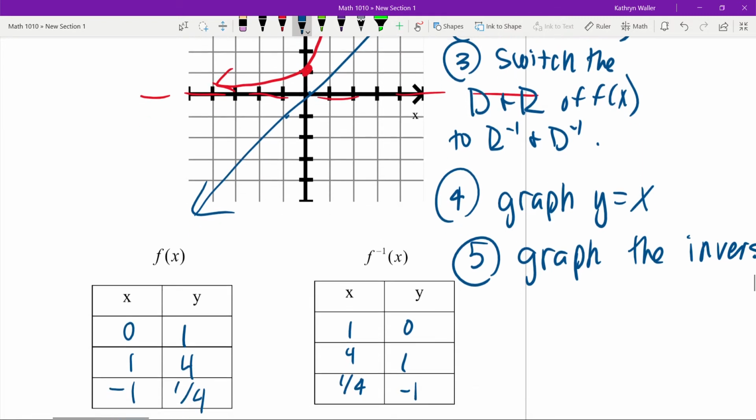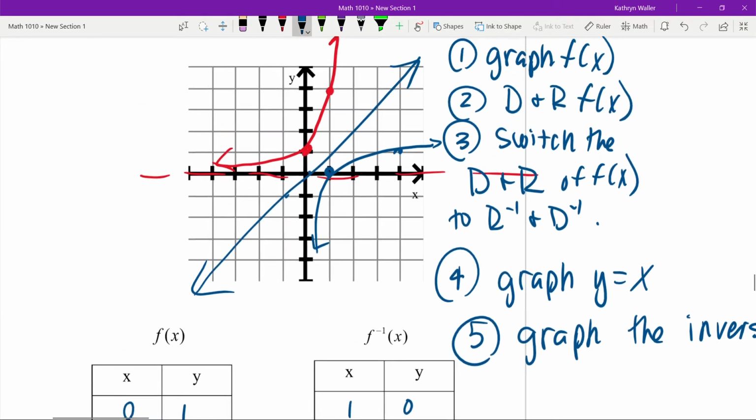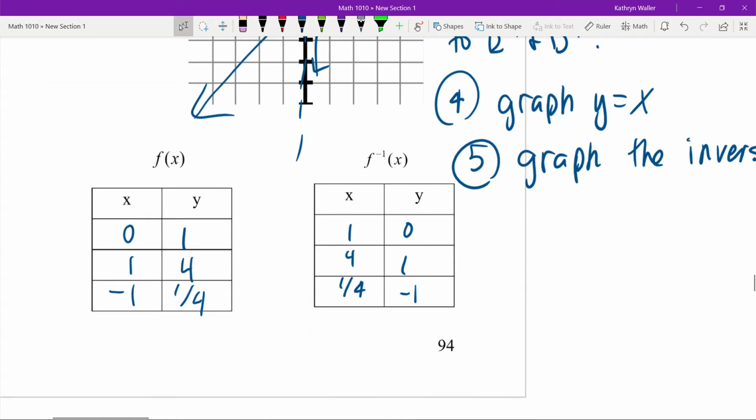Let's just plot those points. Everybody plot the points: (1, 0) and (4, 1), and that's enough. You guys know that this is going to be a log, right? It looks like that. Don't forget the asymptote. Looks like that.